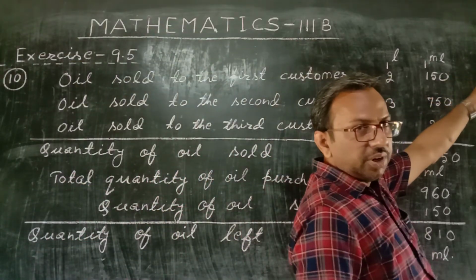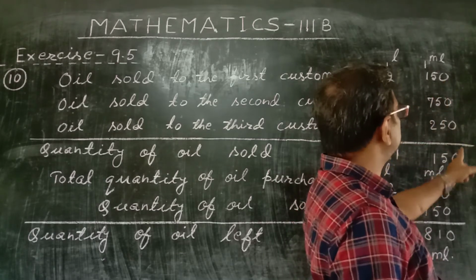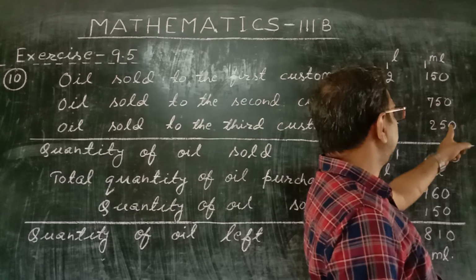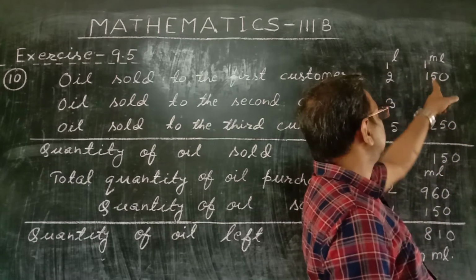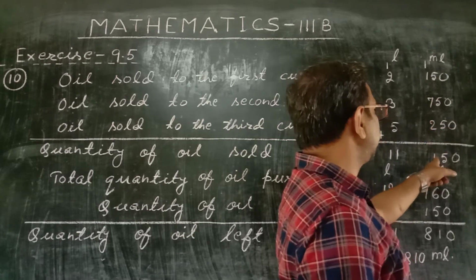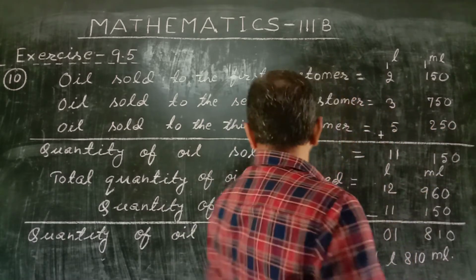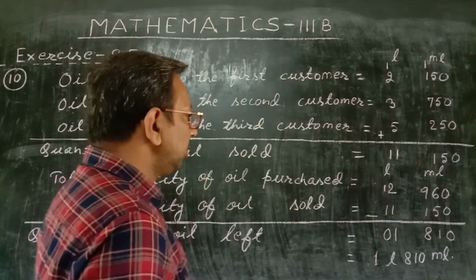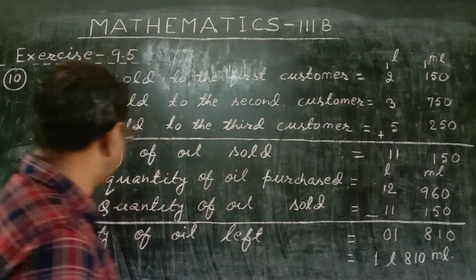So total quantity of oil sold equal to, I have added. First addition of milliliter, that is a small quantity: 0 plus 0 plus 0 equal to 0, 5 plus 5, 10, 10 plus 5, 15, carry 1, this one carry there, 1 plus 1, 2, 2 plus 7, 9, 9 plus 2, 11, carry 1, 1, 2, 3, 3 plus 6, 9, 9 plus 2, 11. So quantity of oil sold equal to 11 liter 150 milliliter.